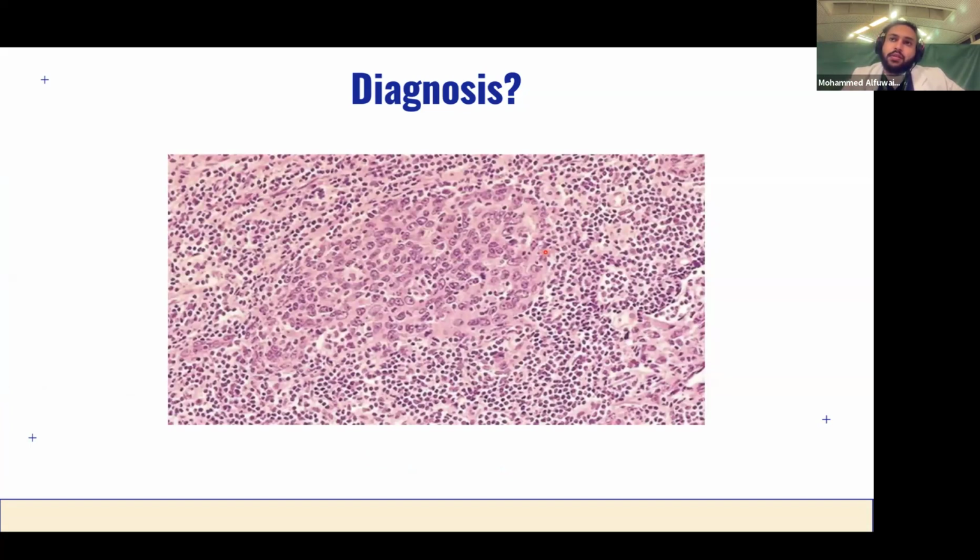Now, you have an Asian male presenting to you with epistaxis, and you see on imaging a mass in the nasopharynx.